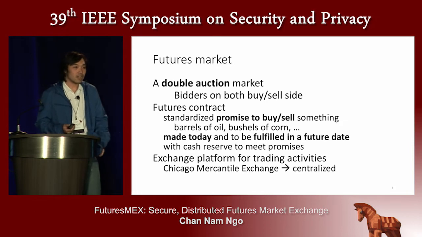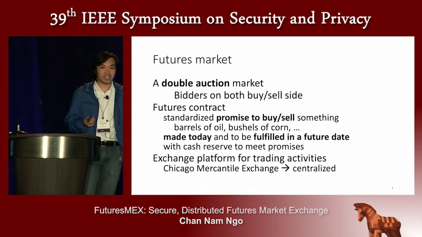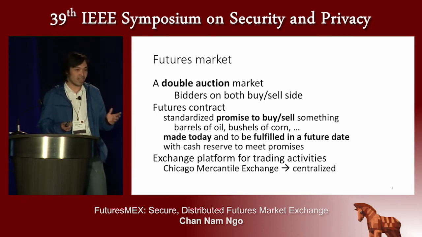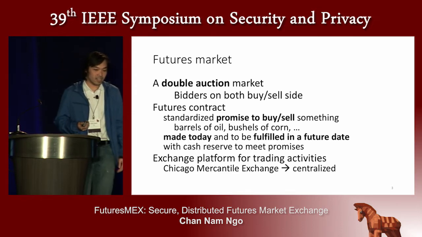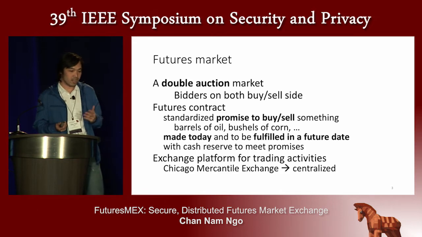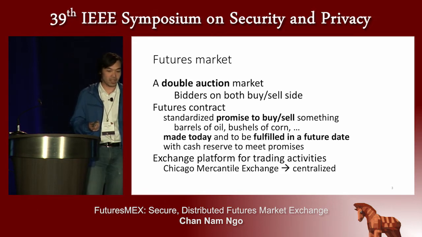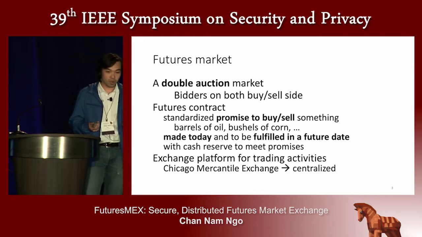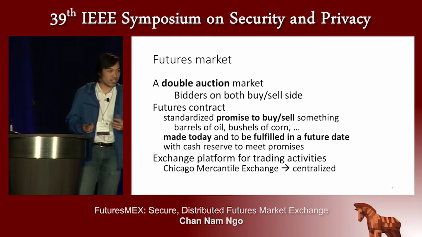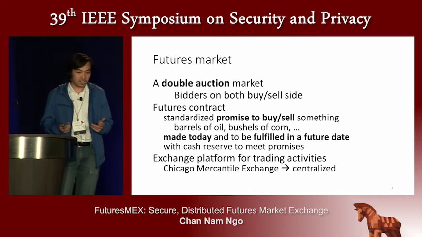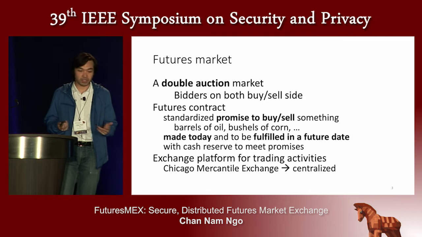So essentially, a futures market is a double auction market where we can have bidders from both the buy and sell side. We call them traders. They will bid and ask for futures contracts, which are standardized promises to buy or sell something. This something can be barrels of oil, bushels of corn, or even the exchange rate of US dollar and euro. And these promises are made today, but to be fulfilled at a future date.